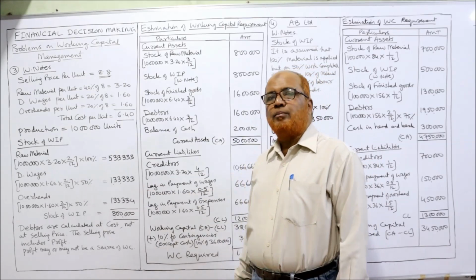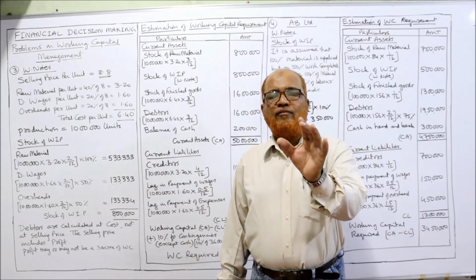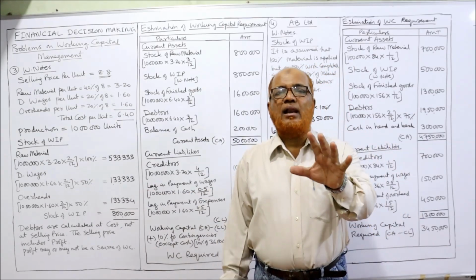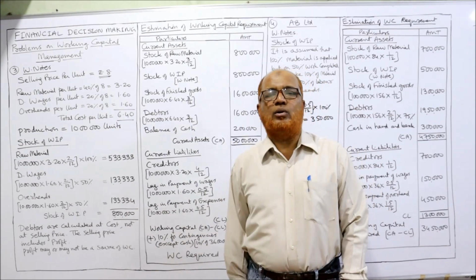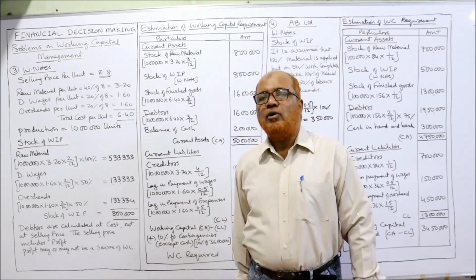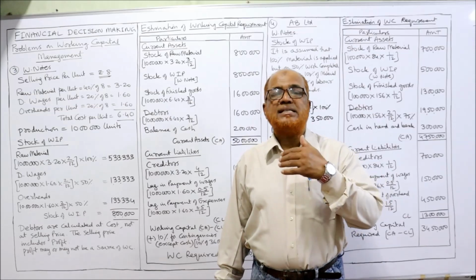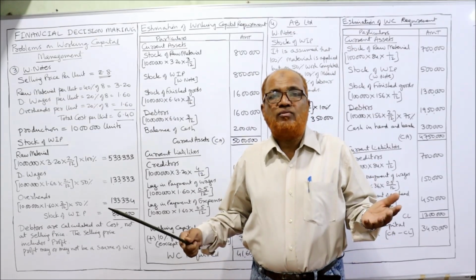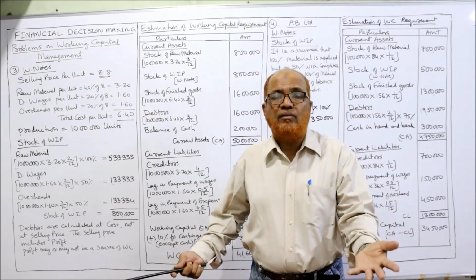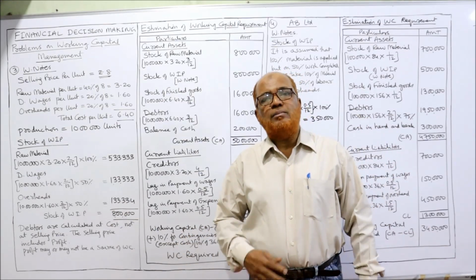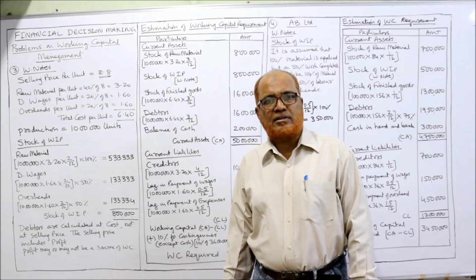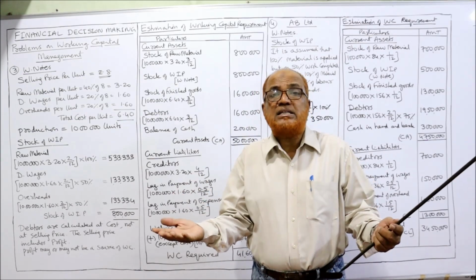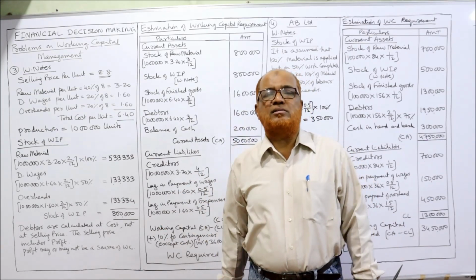Now, stock of work in progress. The amount of work in progress is not given. We have to calculate it every time in working notes. So for calculating WIP, we must make some assumptions. What assumption? How much percentage of work has been completed is not given in the problem. So we'll make the assumption that half of the work is completed. The remaining half is not yet completed. That's why it is work in progress.